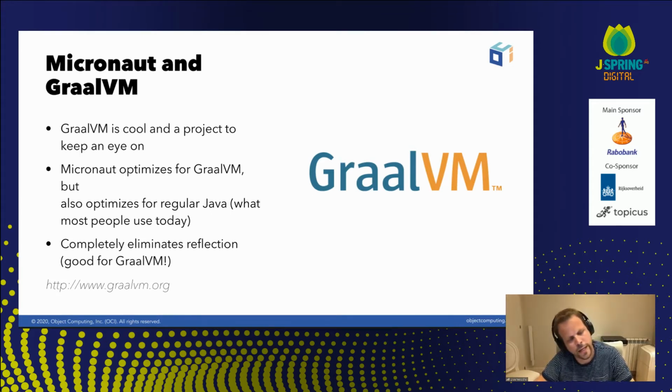But it's important to note that Micronaut optimizes for GraalVM native image, and the same things that make Micronaut great for native image are also great for regular Java, because we're saving you memory and reducing your memory consumption and startup time. We've had customers on Micronaut who have told us that their cloud spend has been reduced by 50% by switching from another framework to Micronaut, because it completely eliminates reflection, which is really important for memory savings.